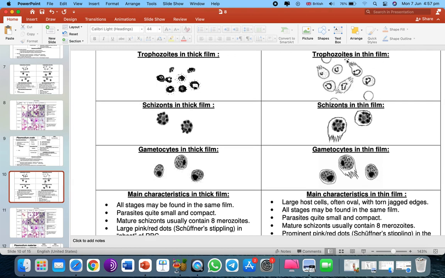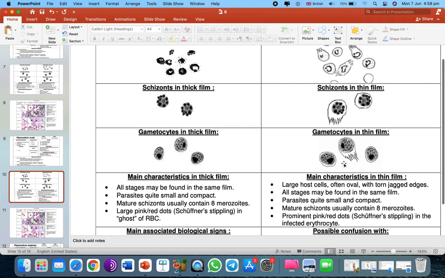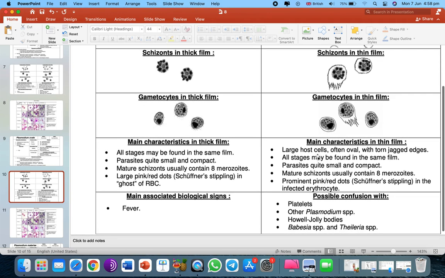So let's talk about the trophozoite. I will talk about the thin film because it's more clear than the thick one. The trophozoite in the thin film, as you can see here, you can see large host cells, this is the first, and then often oval in shape, okay, with torn jagged edges, this is the edge. This is large and oval in shape, these are the schizonts, okay. And then all stages may be found in the same film. Parasite small and compact. This looks compact, okay. And then mature schizonts usually contain 8 merozoites. But you can see here the gametocyte, okay. Gametocyte is different also. So here the main association, biological science, is ovale fever.